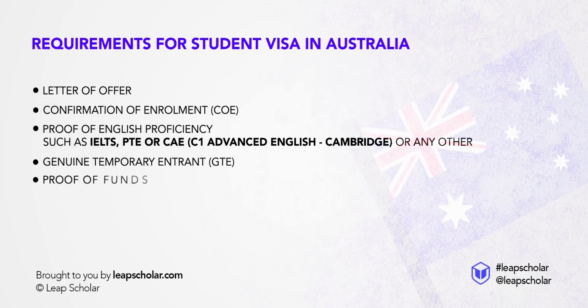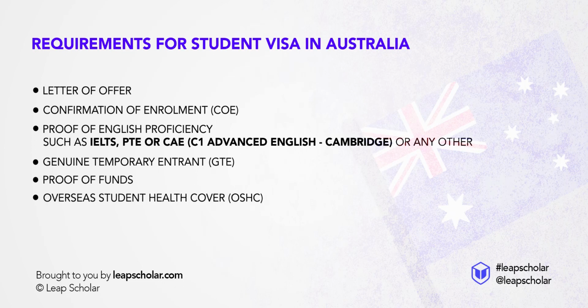Next one will be proof of funds to demonstrate that you have the financial capacity to study abroad. It could be sponsored by your parents, relatives or other sponsors. Next one is overseas student health cover, also known as OSHC, which is an insurance for international students. In case something goes wrong with their health, it can be covered using this insurance. It's another must-have.